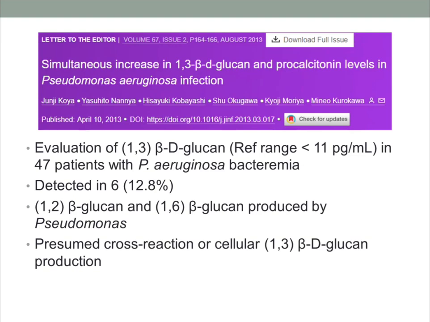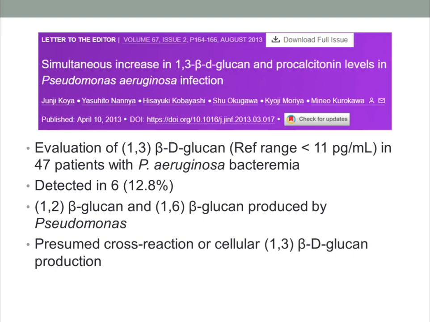So before we move on, I made it up, but this patient had Pseudomonas for the sake of the question. I think it is important to note Pseudomonas actually produces some beta-glucans in its cell wall. It's not just fungal organisms that make it. This is a study that looked at 47 patients with Pseudomonas bacteremia, and they tested for 1,3-beta-D-glucan. They detected it in 12.8% of the patients.